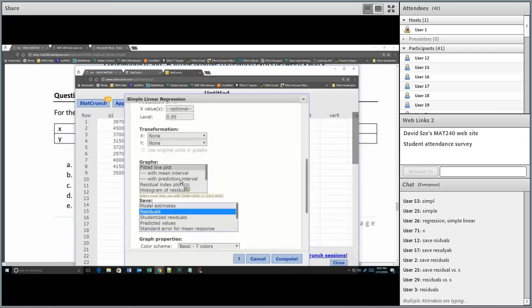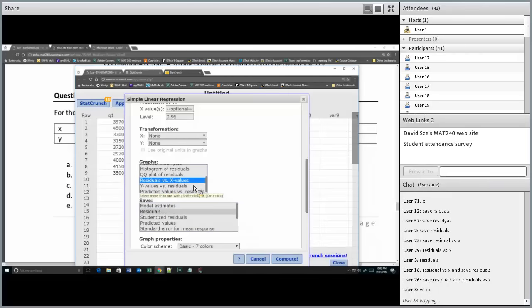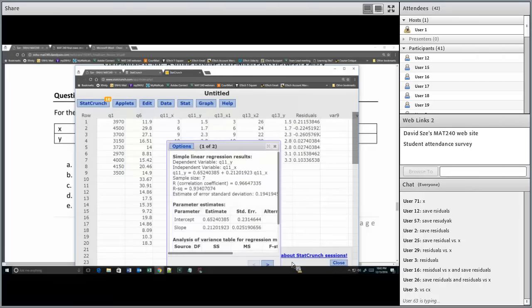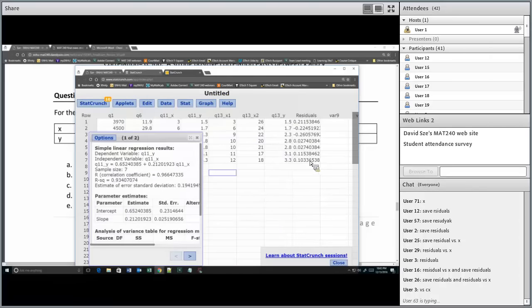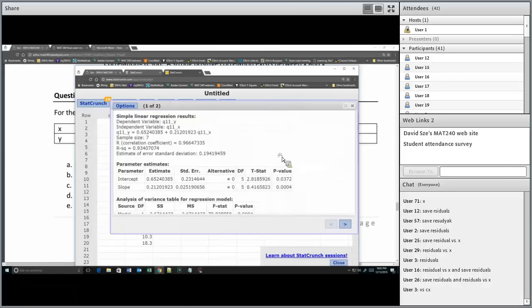Save residuals, and what else? Save residuals versus x graph. Under the graph, you always save this residuals versus x values, okay? And then always save your residuals. And I hit compute, and you'll see that the residuals are here. It saved the residuals here for each value, and it gave me the output.